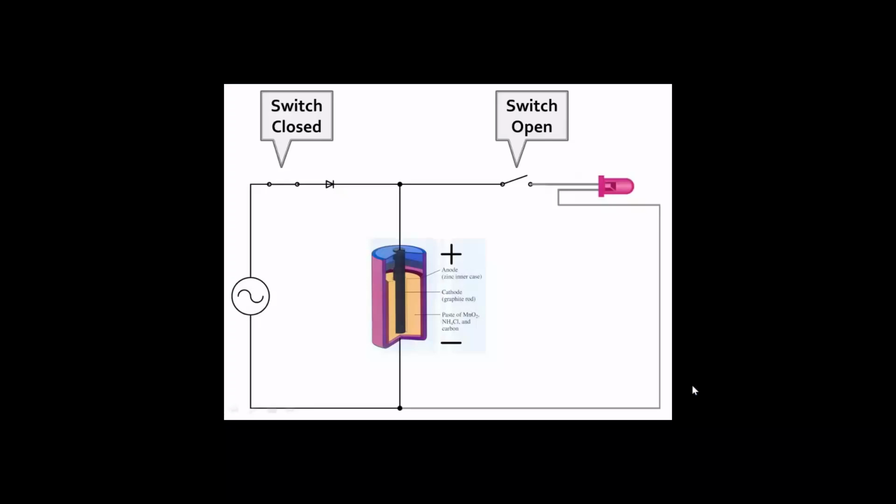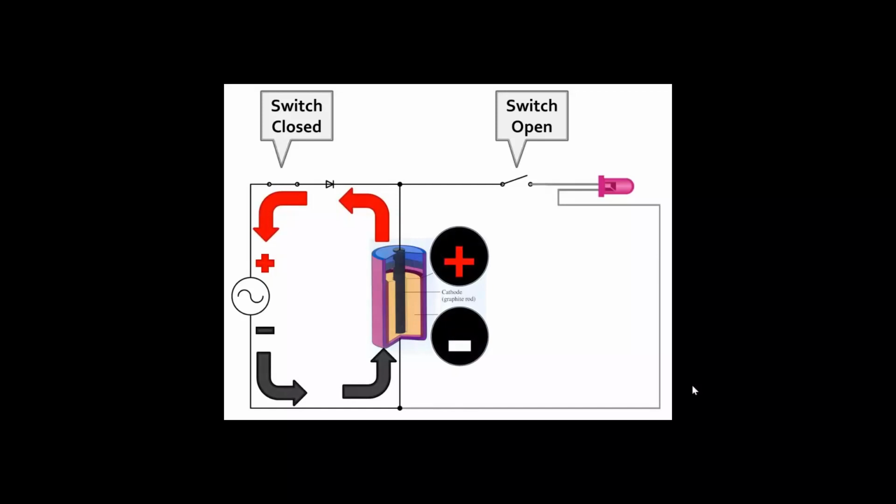Okay, here's our circuit. We have a switch closed and a switch open. So basically we have the circuit completed for charging the battery or charging up the storage. So remember, this is an AC source.